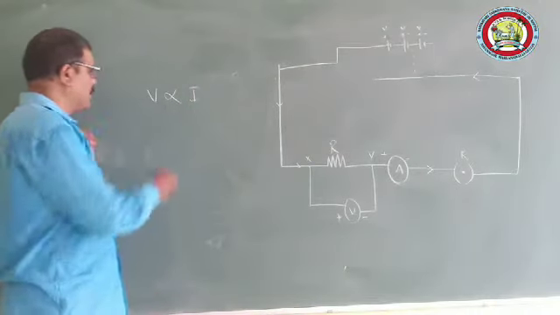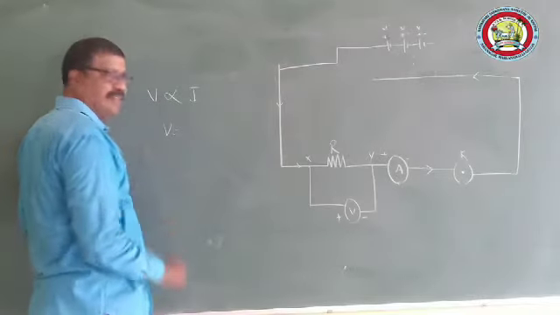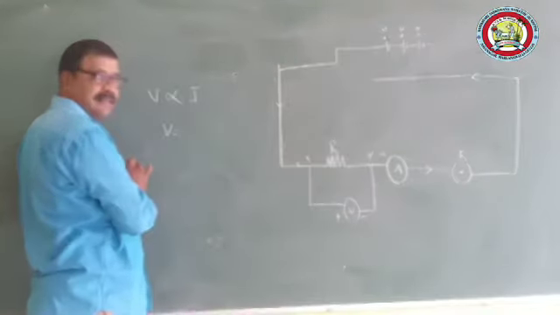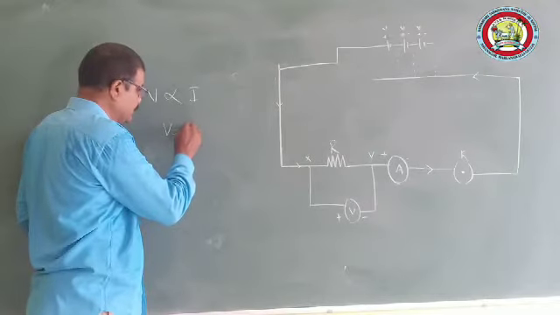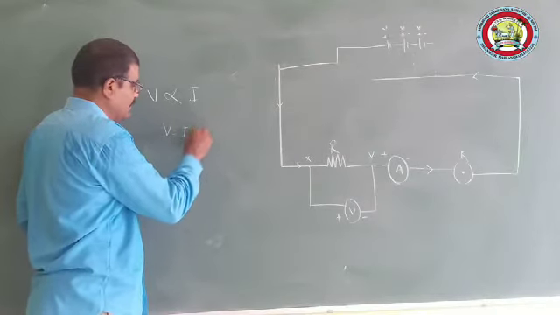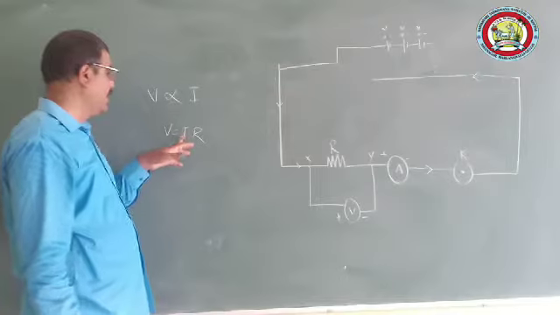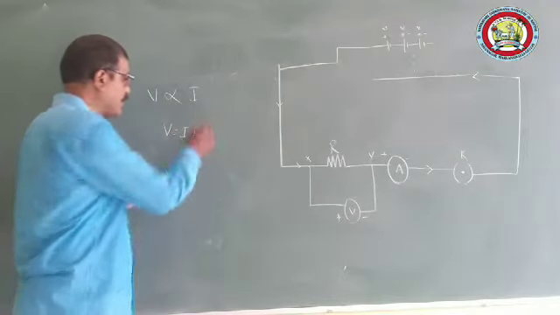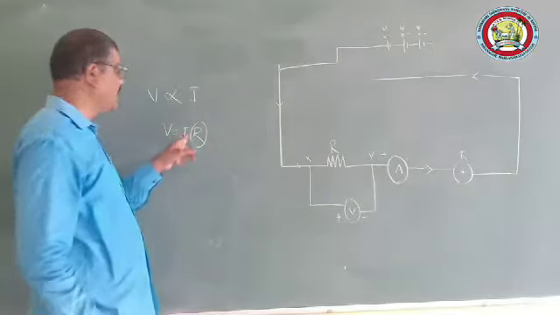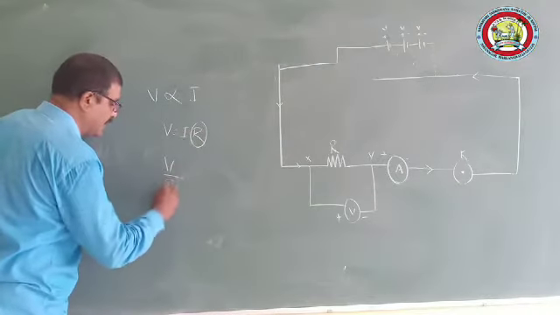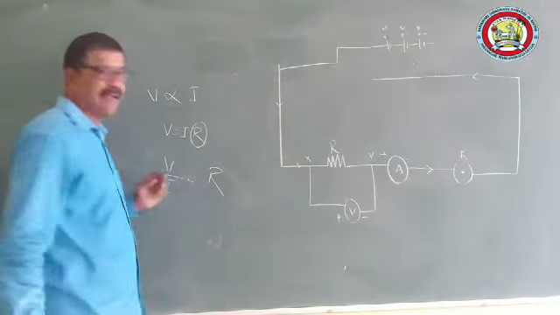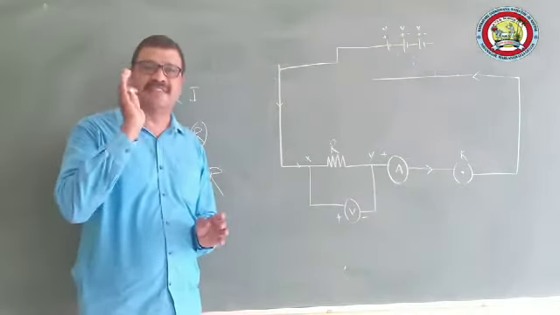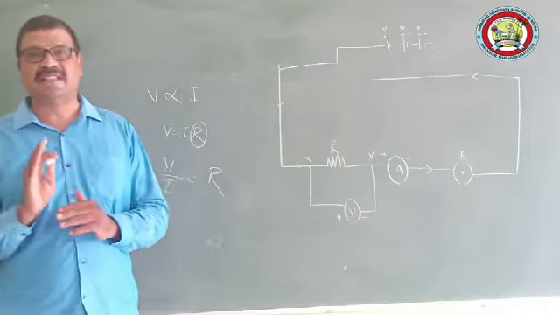Now, if I remove this proportionality sign, I introduce a constant R, and we get V is equal to IR. Or I can express it the other way around: V by I is equal to R, where R is called the resistance of the conductor.